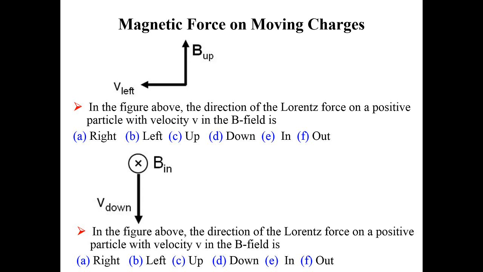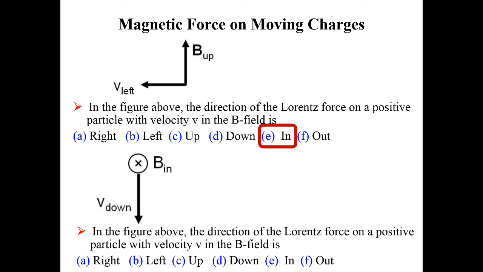Okay, I guess I've got a couple to do here. So in the first one, the velocity is pointing to the left and the charge is positive, so that means my pointer finger points to the left. Now my middle finger goes up in the direction of the magnetic field B, and my thumb is pointing into the page, so that means the force is going into the page.